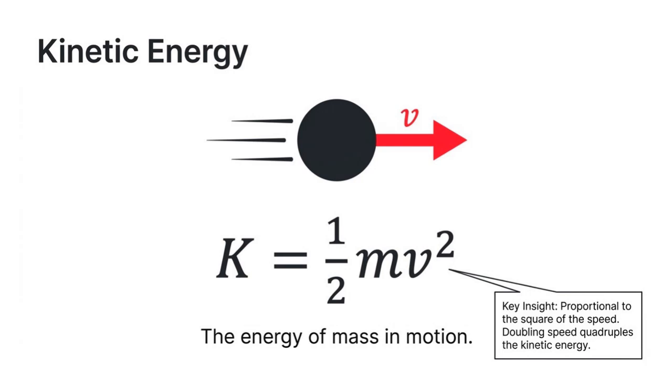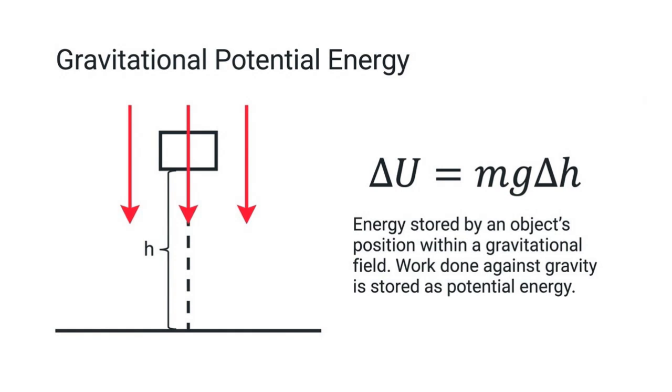Now, let's take a closer look at gravitational potential energy. This energy is stored by an object because of its position within a gravitational field, which you can see illustrated here. When you lift an object to a certain height, work is done against gravity, and that work gets stored as potential energy. The equation shows this relationship clearly. The change in potential energy equals mass times gravity times the change in height. So, the higher you raise the object, or the heavier it is, the more energy is stored. This concept helps us understand how energy is conserved and transferred when objects move in relation to the Earth's surface.